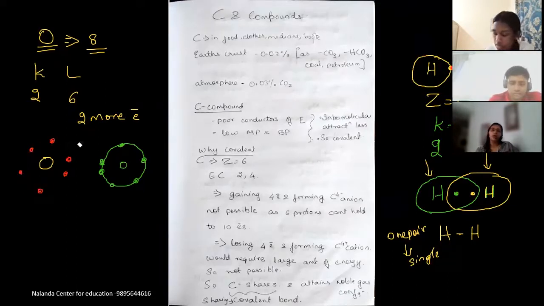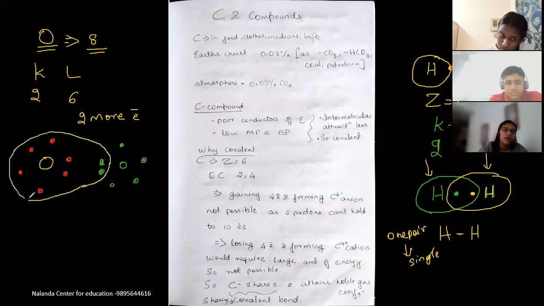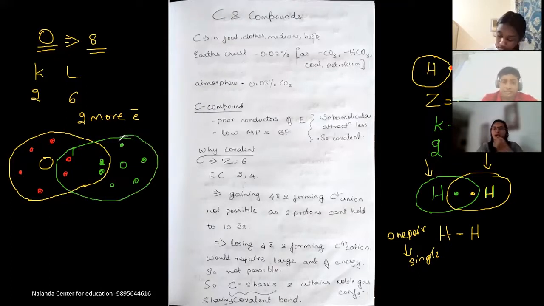Now what do they do? Now they decided to share. How do they share? This particular oxygen decided to extend its authority to the other 2 electrons. Now this green one also decided to extend its authority to these 2 electrons. All right, did you understand? Now how many pairs of electrons are being shared? 2 pairs are being shared.